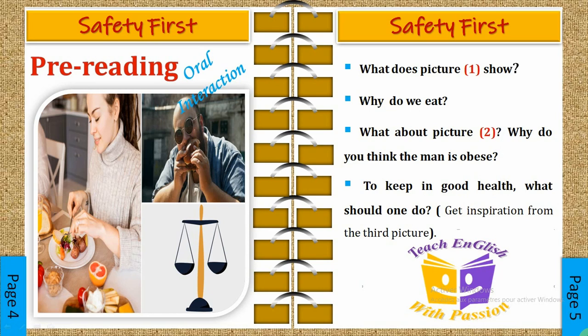Starting with the pre-reading stage, the teacher brainstorms the topic using pictures. The latter are great teaching resources which teachers can use not only to engage students but also to introduce certain items or ideas without the need to say too much. So the teacher displays 3 pictures as the ones shown here, and he starts interacting orally with his learners, asking them the following questions. We have, what does picture number 1 show?